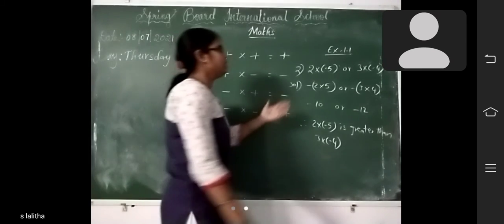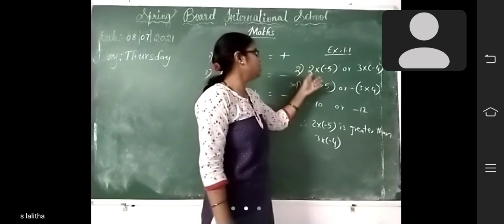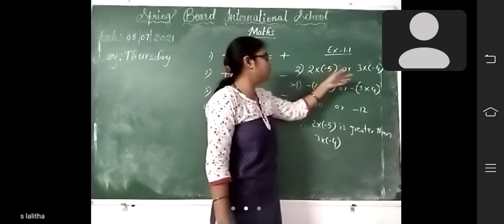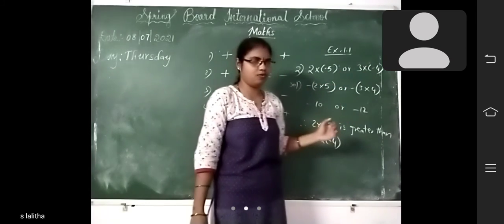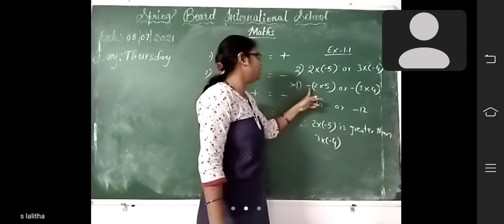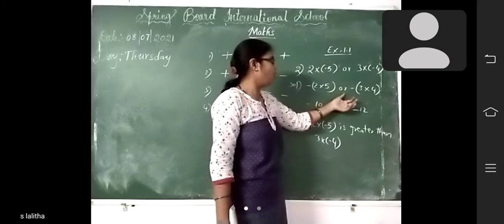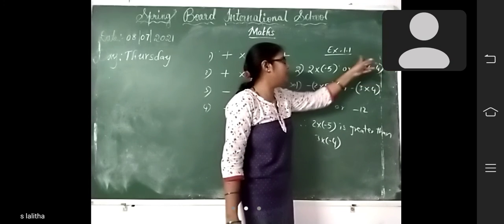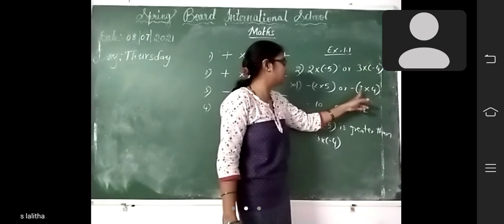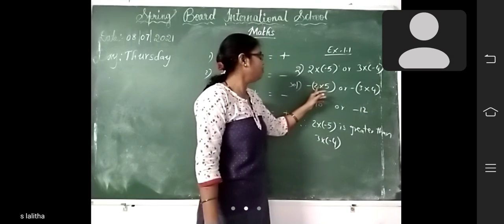Look here, children. Exercise 1.1, second Roman, first sum. Which is greater, 2 into minus 5 or 3 into minus 4? So here minus is there, no? This minus will be taken before the numbers. Minus of 2 into 5, or here also minus is there, I will bring it to the front of the numbers, minus of 3 into 4.